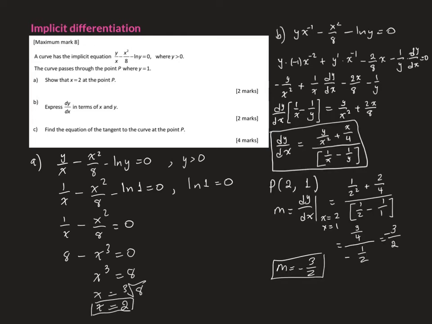And now we substitute in the expression for y equals mx plus c to find c. So we're going to have 1 equals minus 3 by 2 times 2 plus c. Therefore, c is equal to 1 plus 3 equals 4. The equation of the tangent to the curve at the point P is going to be y equals minus 3 by 2 x plus 4.